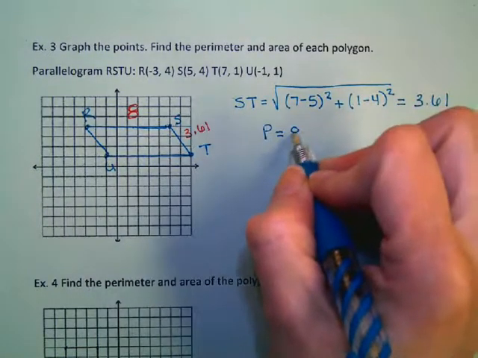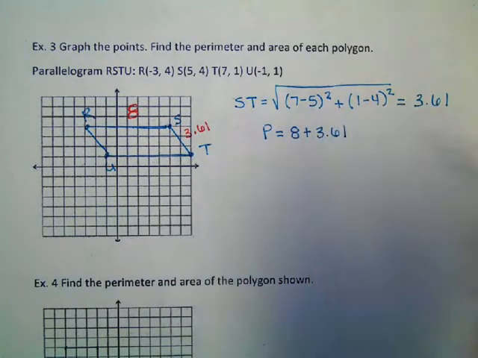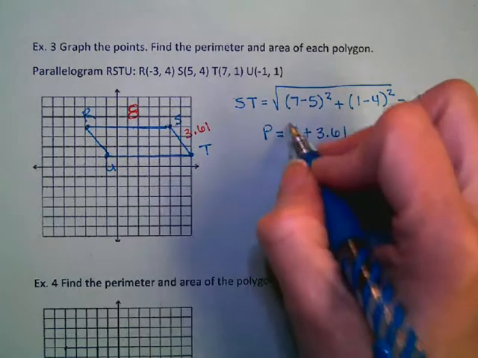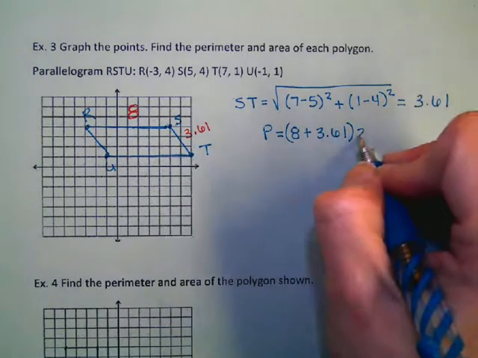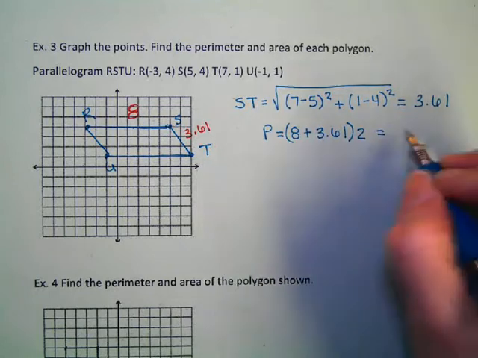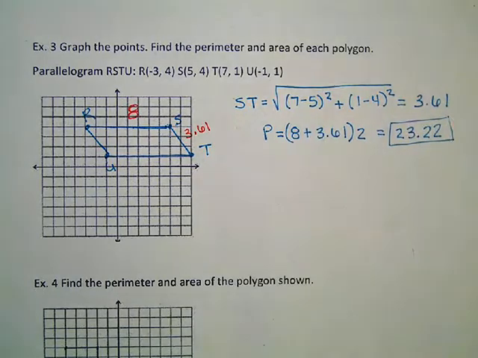So when I'm finding perimeter, I would be adding 8 plus 3.61, and you can do that again, plus 8 plus 3.61, or just take that answer times 2, because I know the opposite sides are congruent in a parallelogram. So I have a total of 23.22 for perimeter.